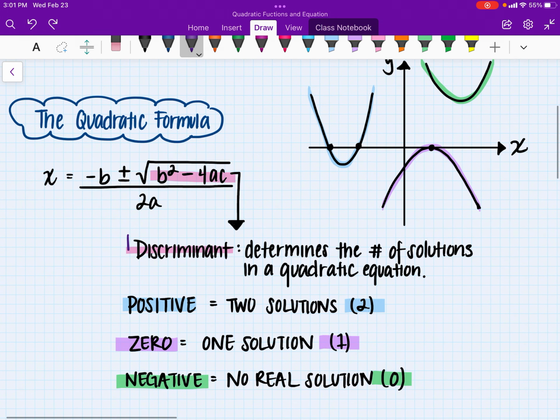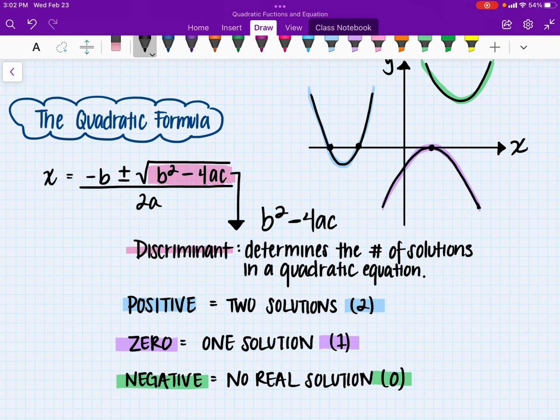And once again, in this case, guys, the discriminant is described as something that determines the number of solutions in a quadratic equation. Now, what you guys see here highlighted in pink, inside the square root, that is actually the formula for the discriminant. So we use the formula of b squared minus 4ac to determine our discriminant value and the number of solutions.